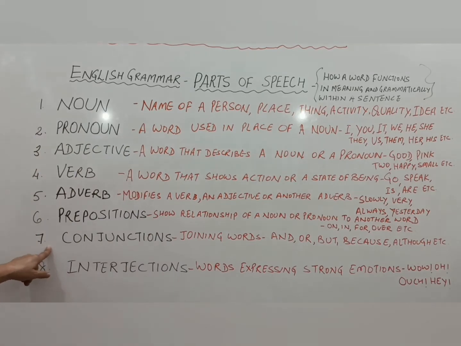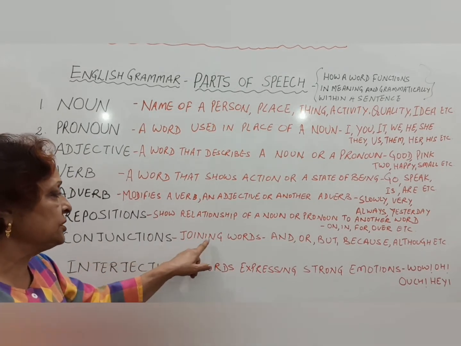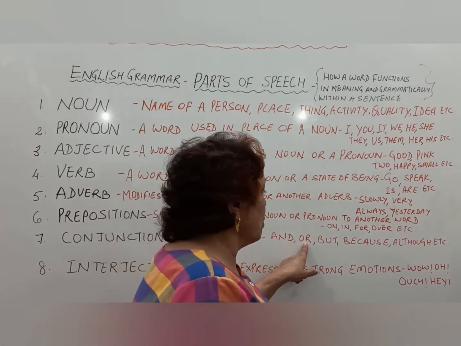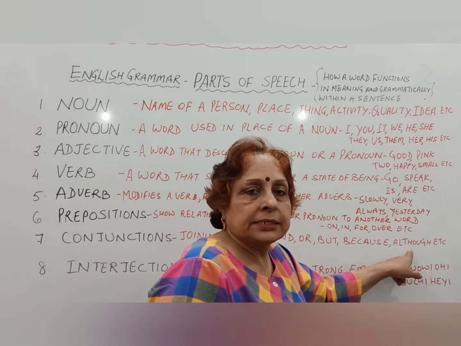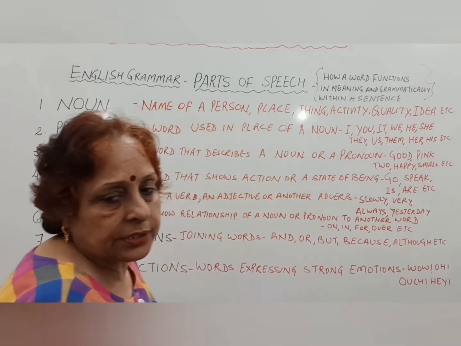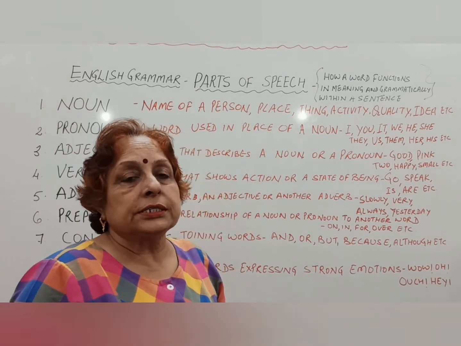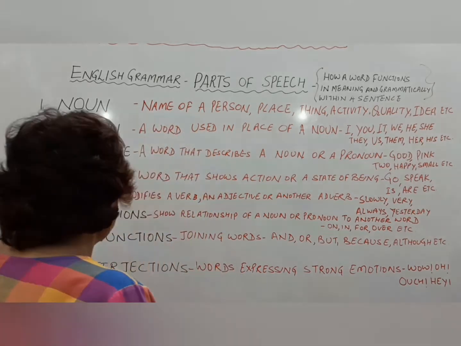Then we have the seventh part of speech, that is conjunctions. Conjunctions are joining words. For example, and, or, but, because, although, unless, if, etc. Conjunctions join two or more words, phrases, or clauses, etc.